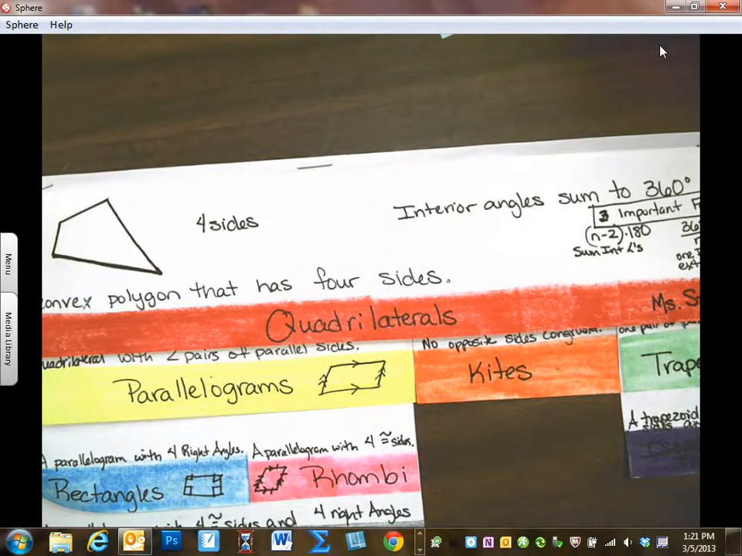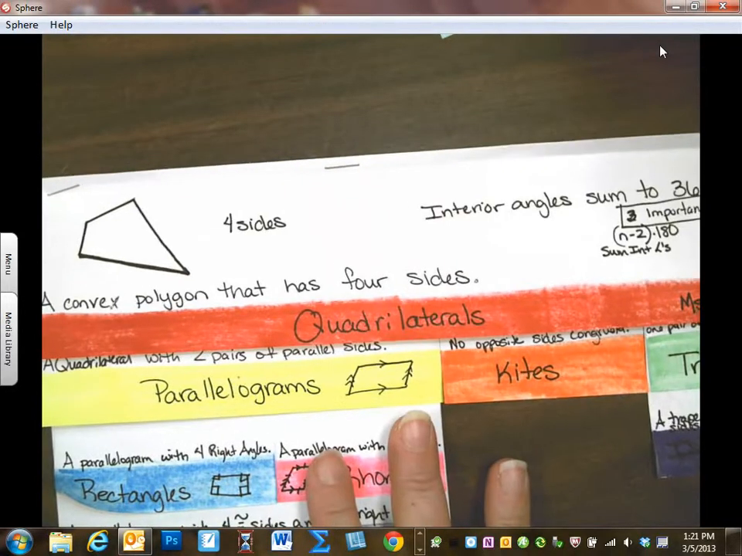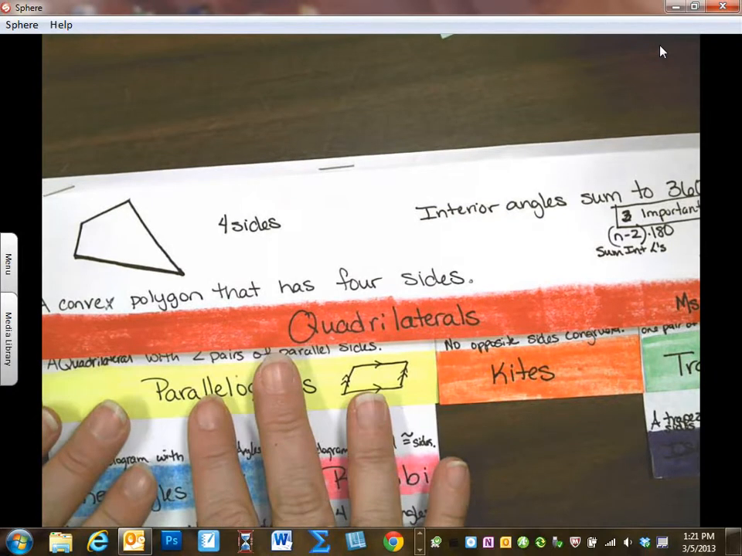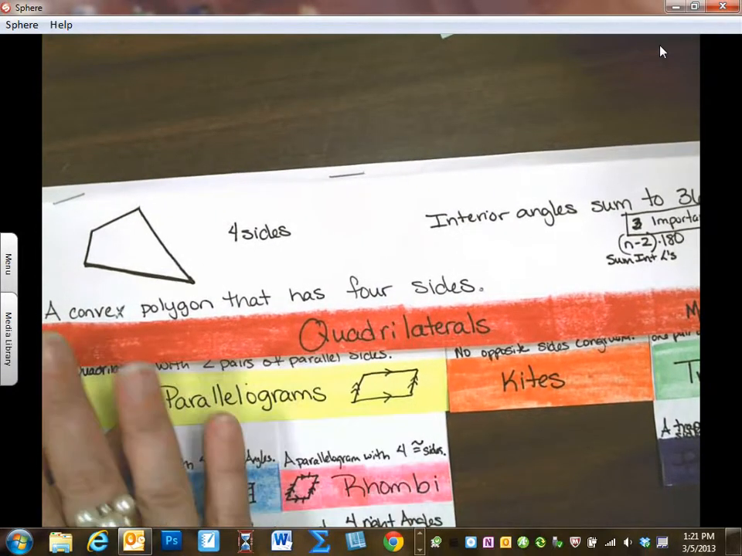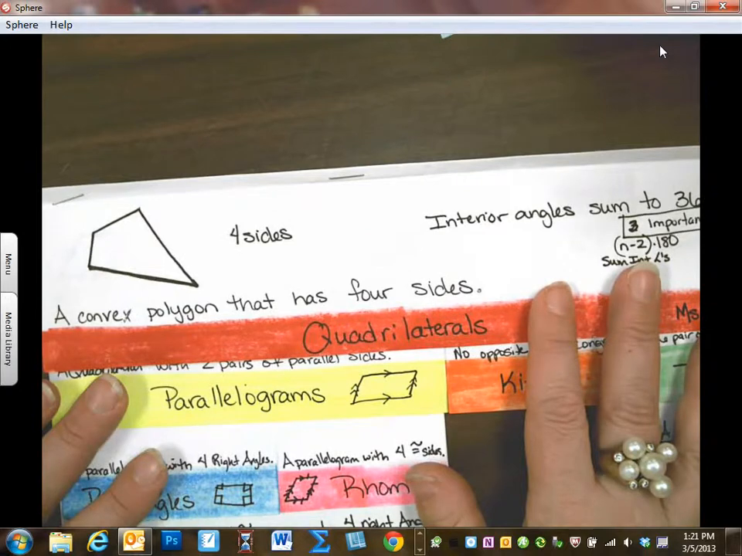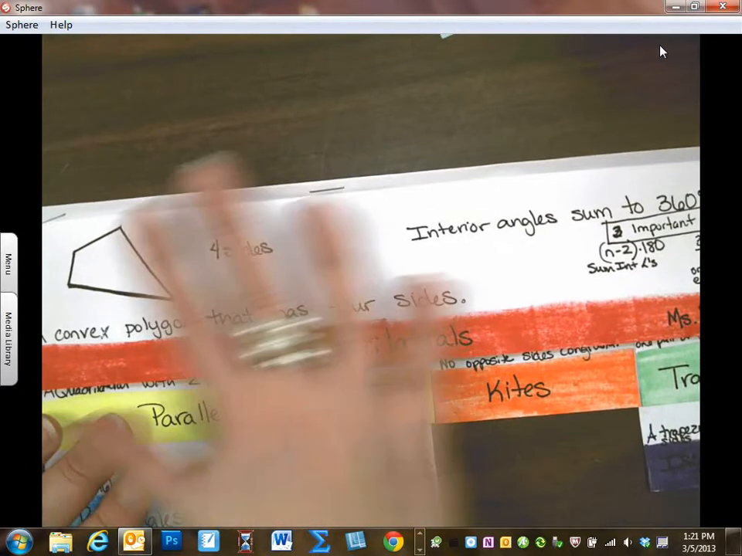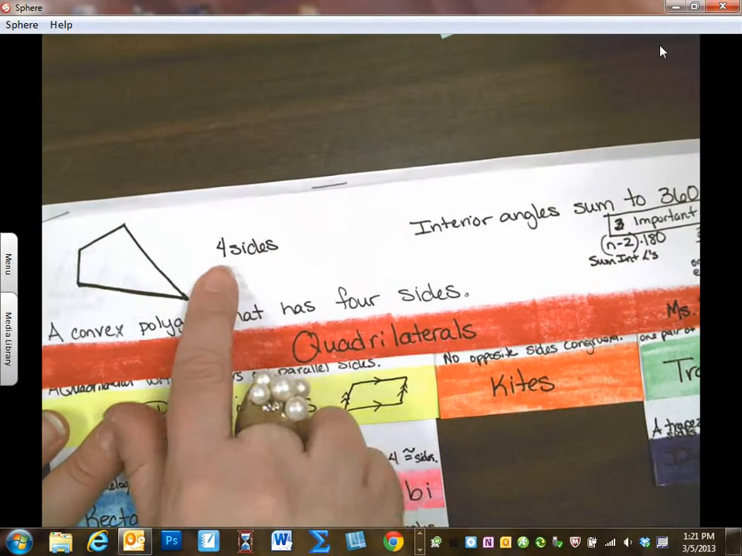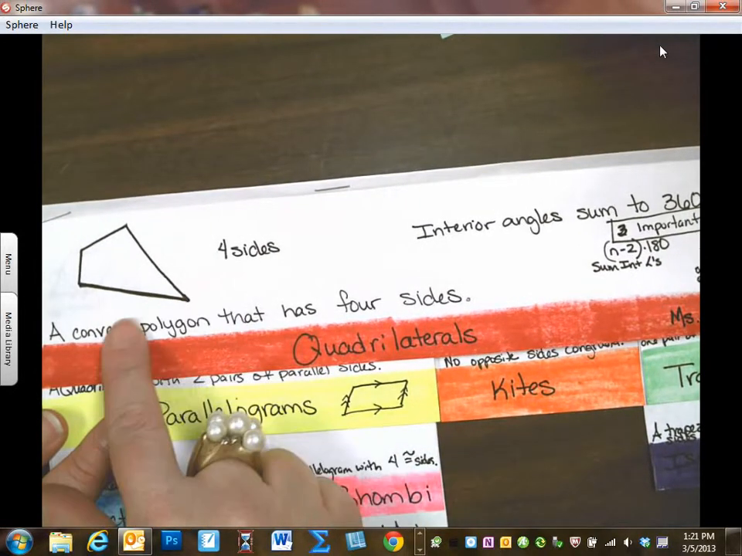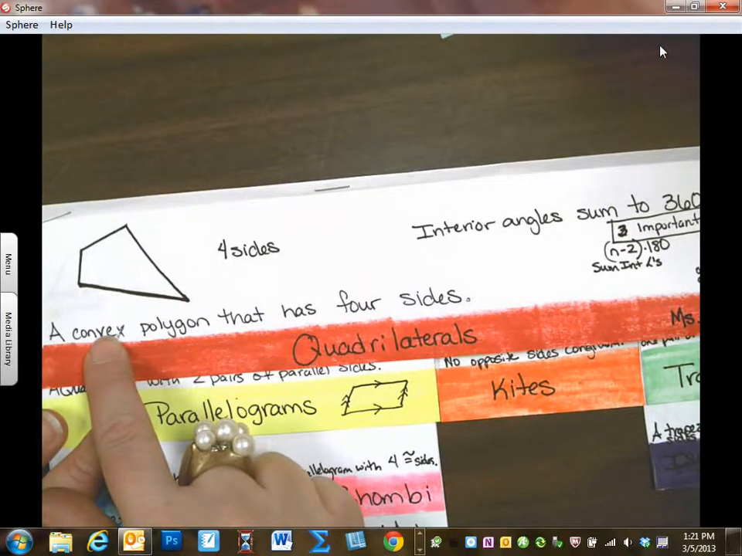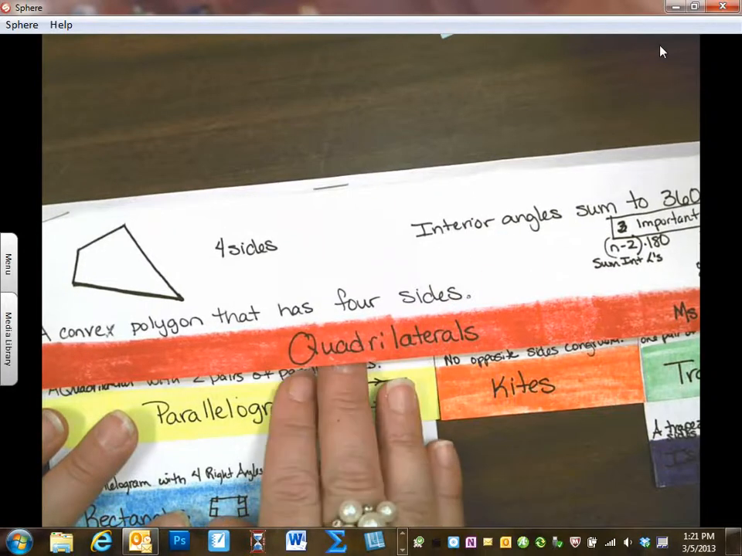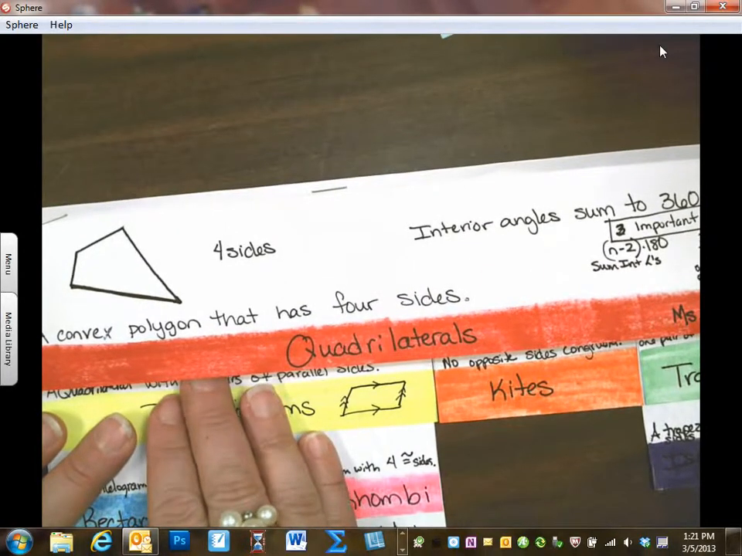I'm not going to go through how to create the entire thing. I just want to focus on what we did today in notes and give you a chance, maybe you couldn't read what you wrote and you want to make that a little clearer. Remember, the first layer, the top layer, is quadrilaterals. All of these things that we're listing are quadrilaterals, which means they're four-sided figures, and it's a convex polygon that has four sides. The interior angles all sum to 360 degrees. That's what quadrilaterals are. Okay?